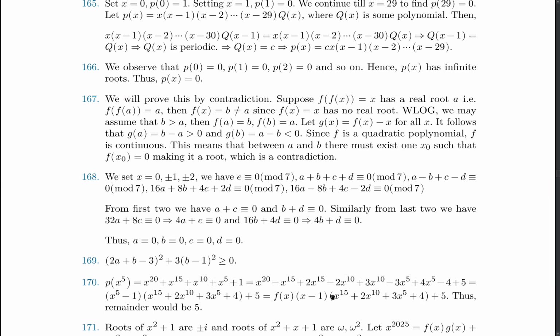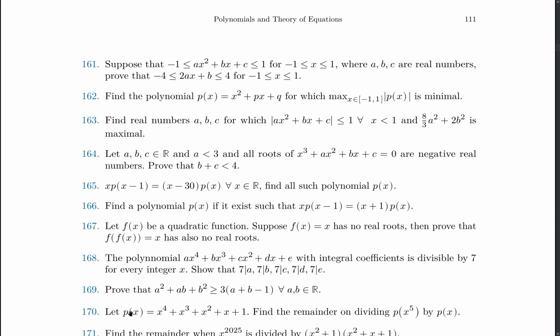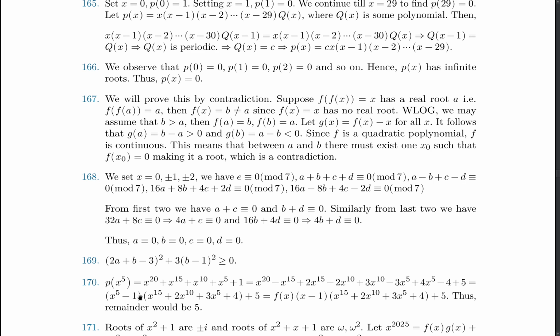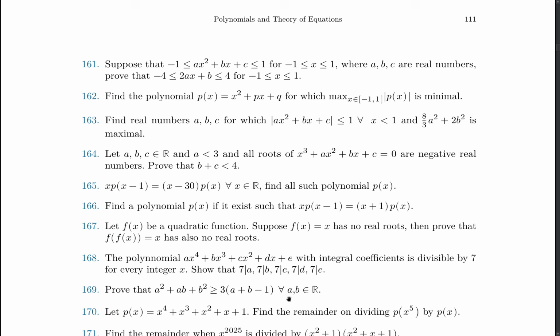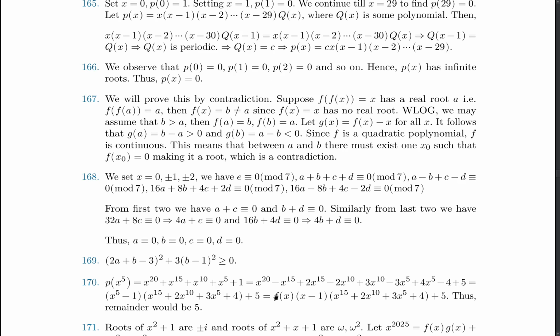So the question was p of x, okay? So if you see p of x is this, now x to the power 5 minus 1 is p of x into x minus 1. So if you multiply x minus 1 with p of x, this should be p of x, not f of x, then you get x to the power 5 minus 1, and then we have this, and thus the remainder would be 5. When you divide, this term will cancel out when you divide by p of x, and we have remainder as 5.